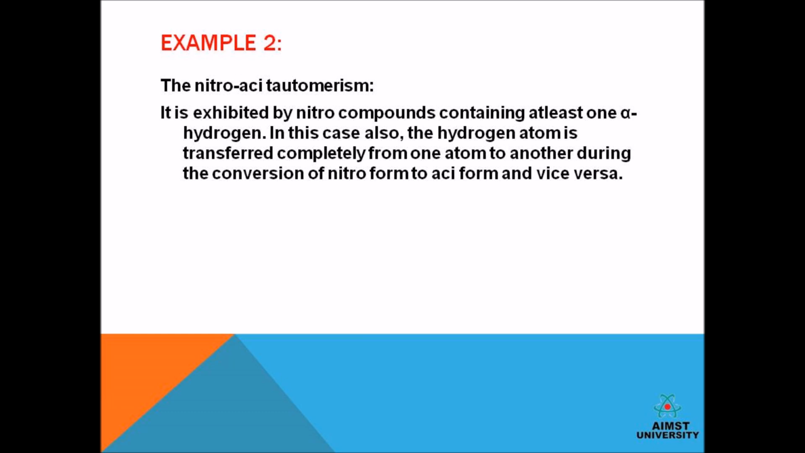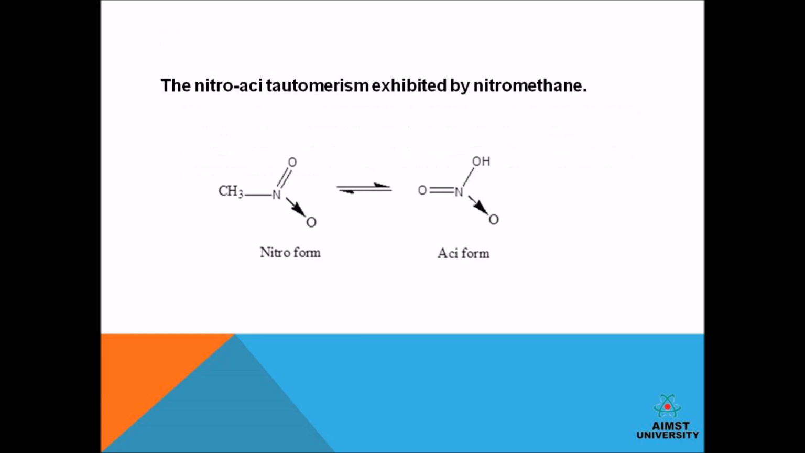Now coming to the other example, nitro-aci tautomerism. It is exhibited by nitro compounds containing at least one alpha hydrogen. In this case also, the hydrogen atom is transferred completely from one atom to the other during the conversion of the nitro form to the aci form and vice versa. So here you can see nitro-aci tautomerism exhibited by nitromethane. The left hand side is the nitro form and the right hand side is the aci form.